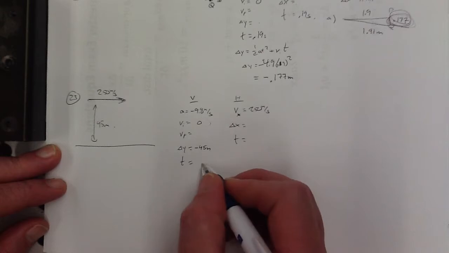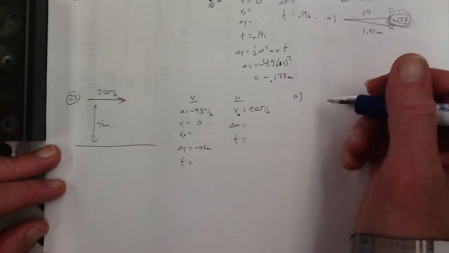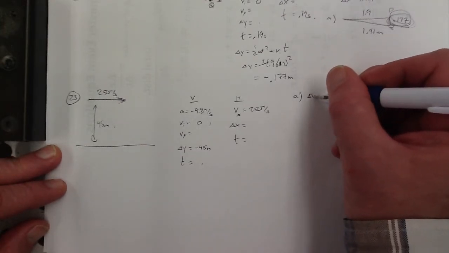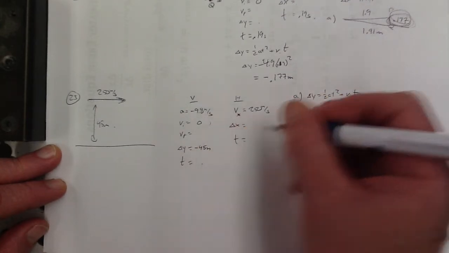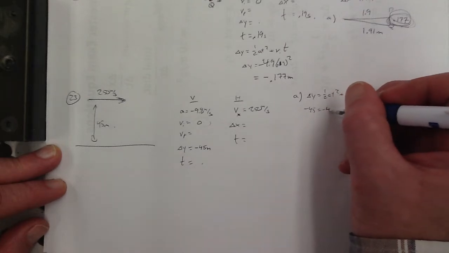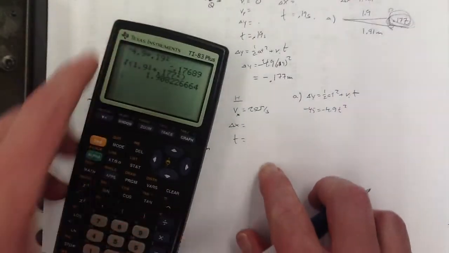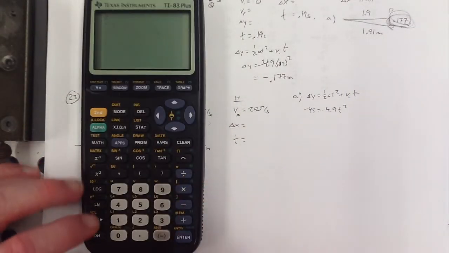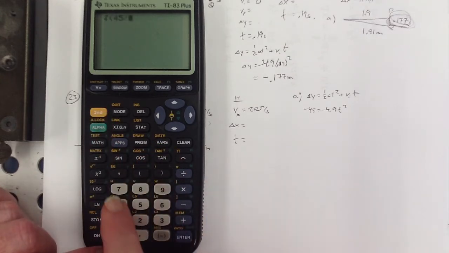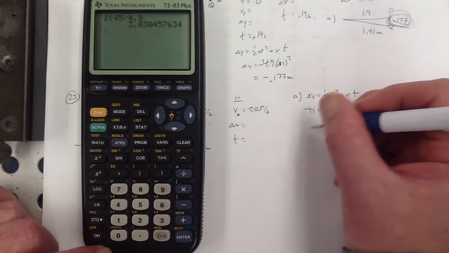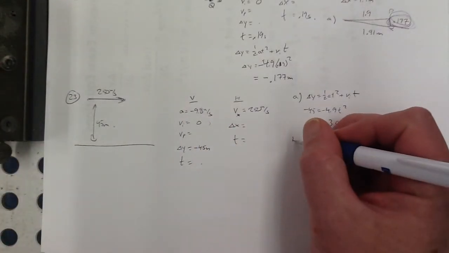Now I can find the time here. I do believe that is the answer to part A. It is. So let's see, I got delta y equals 1/2 at squared plus vit. That's going to be negative 45 equals negative 4.9 t squared, and then the VIT part's gone, so I don't need any fancy calculator work to do that. I just need to know what is the square root of 45 divided by 4.9. All right, that's my answer for A.